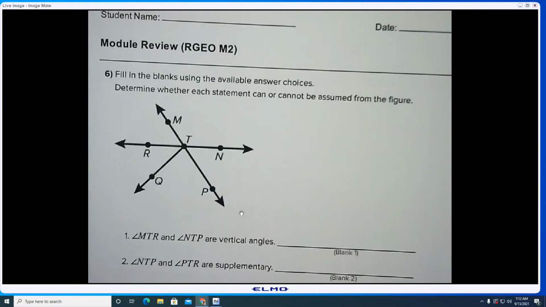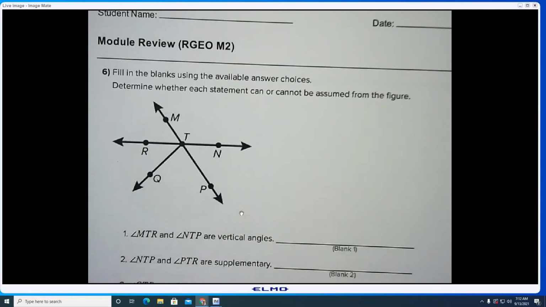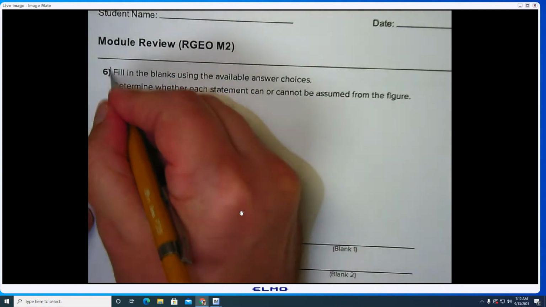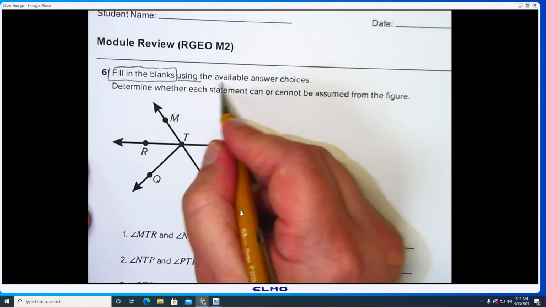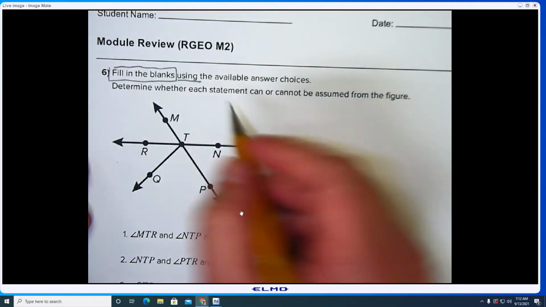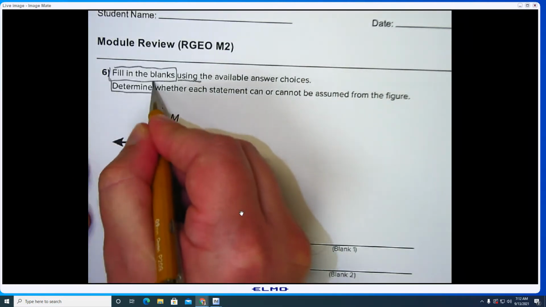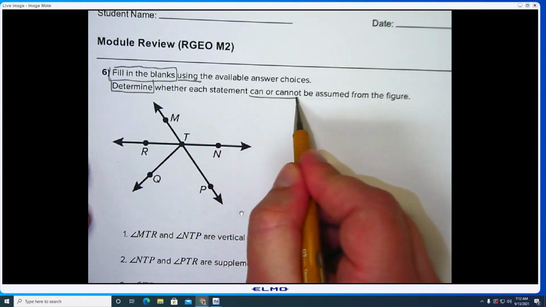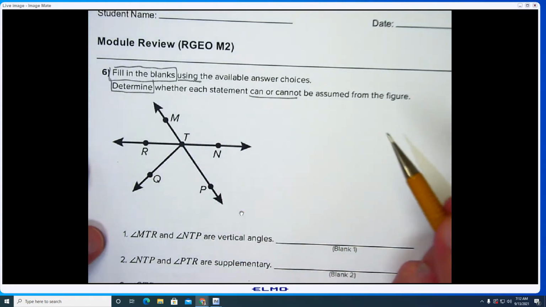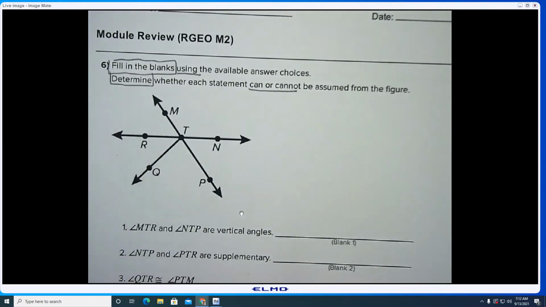Number 6. Fill in the blanks. Okay, we're asked to fill in the blanks. We need to use available answer choices. They're asking us to determine whether each statement can or cannot be assumed from the figure. Let's go ahead and break down each one.